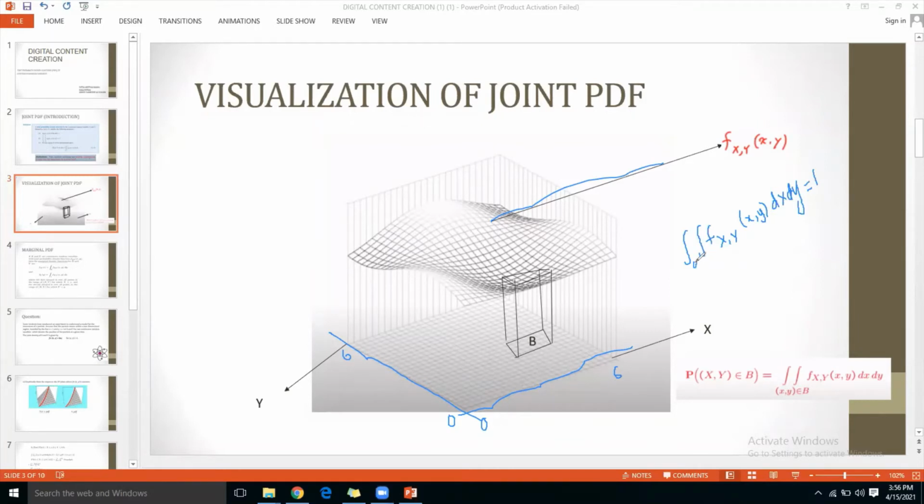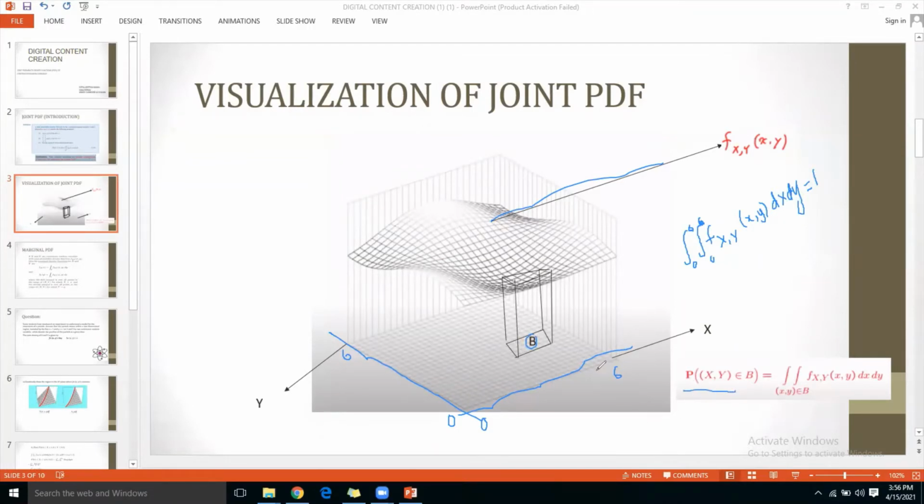We have said that it's from 0 to 6 for x and 0 to 6 for y, then we can say that the total area under the graph of the equation over all possible values of the random variable equals 1. This is the thing that we already know. But now let us consider that there is some set B whose probability we need to find.